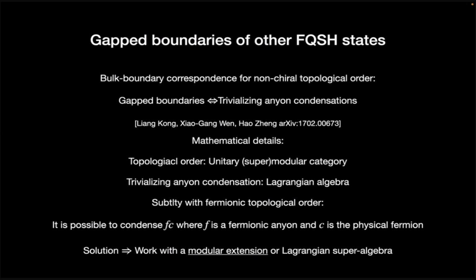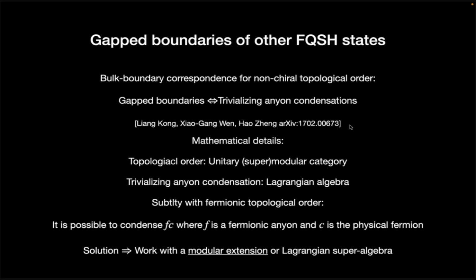So we would like to generalize this to the gap boundaries of other fractional quantum spin Hall states. Before I do that, allow me to briefly discuss the bulk-boundary correspondence for non-chiral topological orders. For chiral topological order, we understand the bulk-boundary correspondence states that the chirality of the edge mode is topologically invariant. There is also a bulk-boundary correspondence for non-chiral orders.